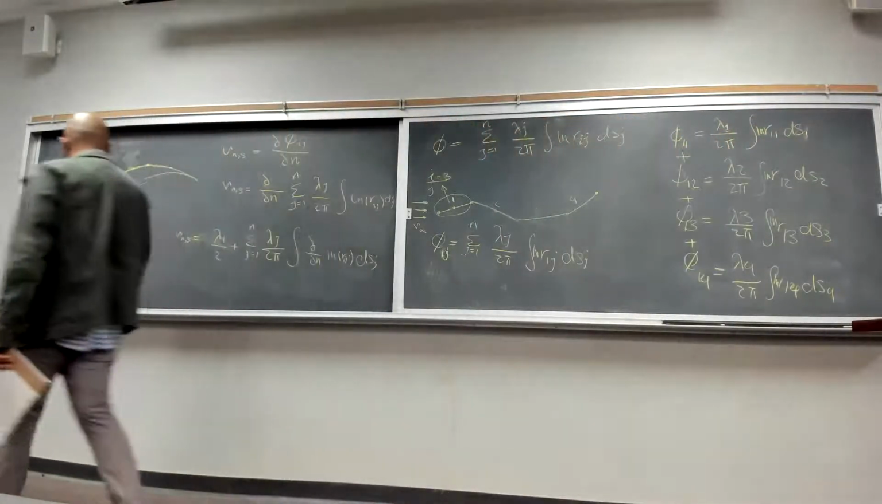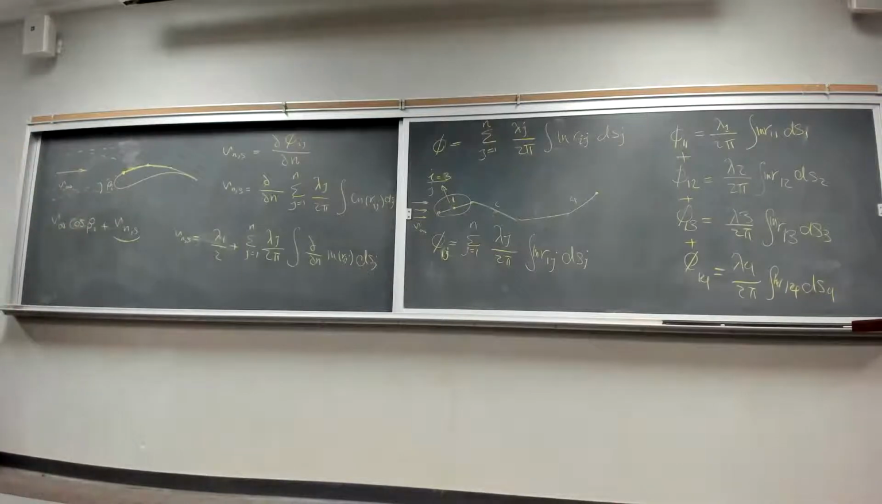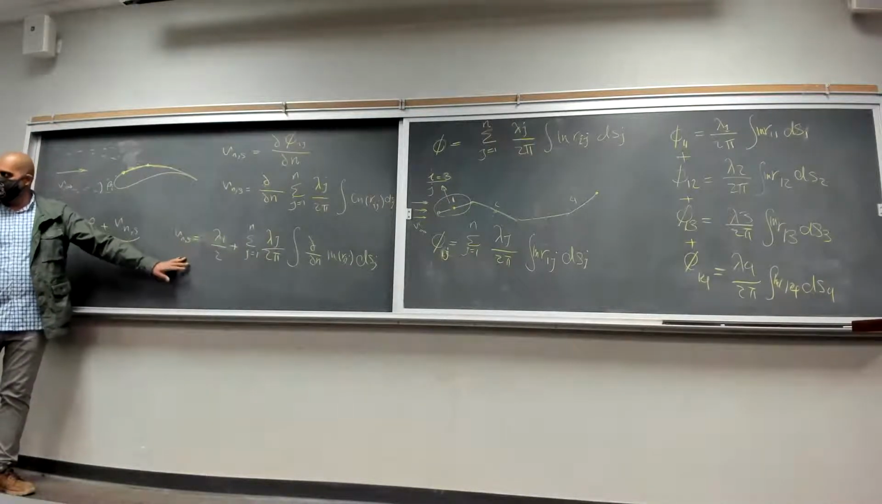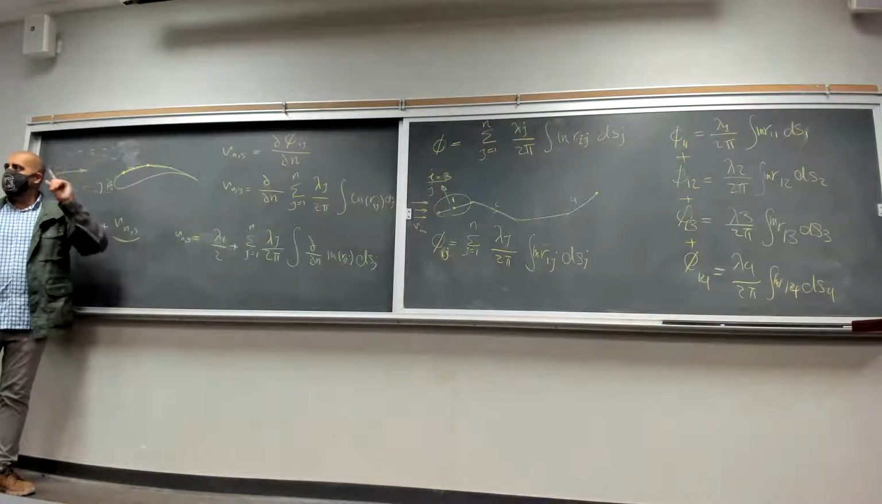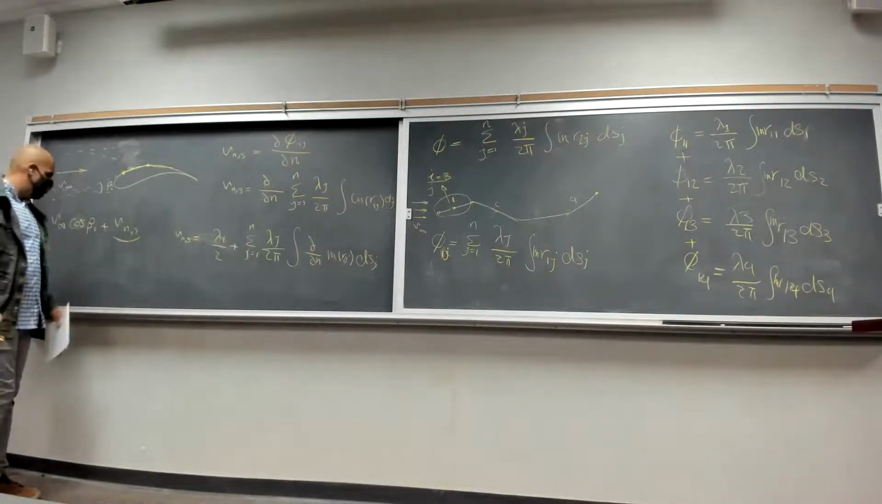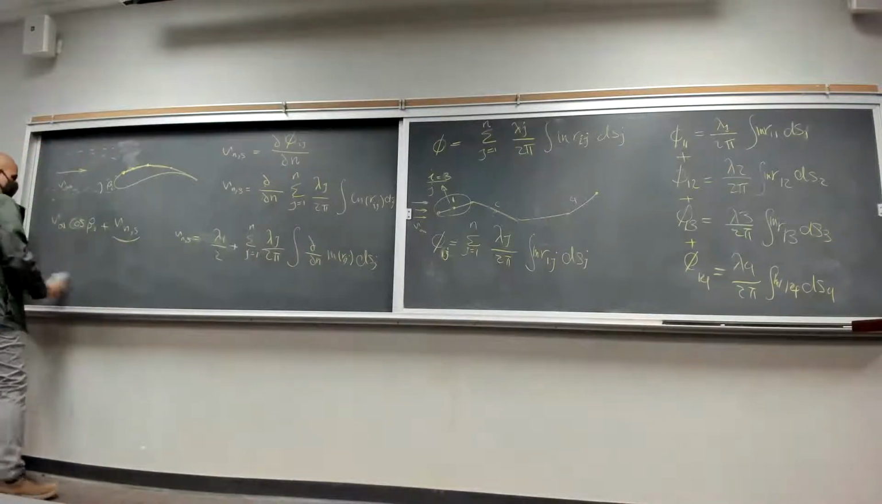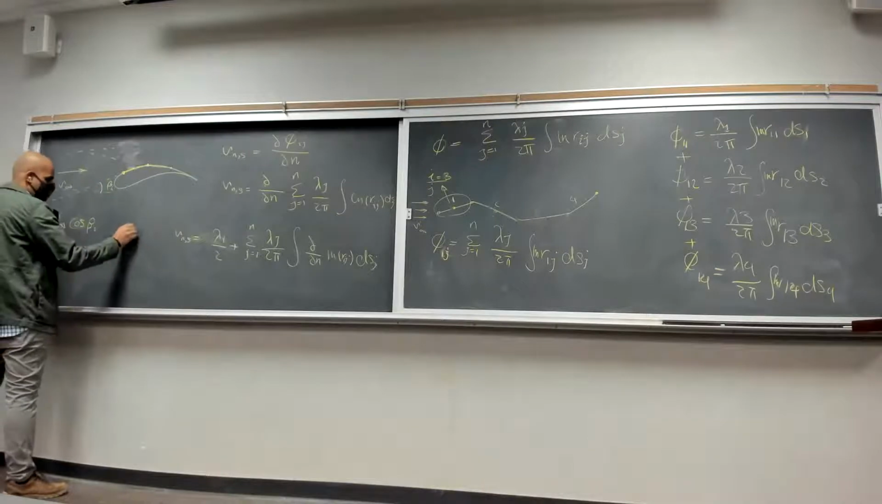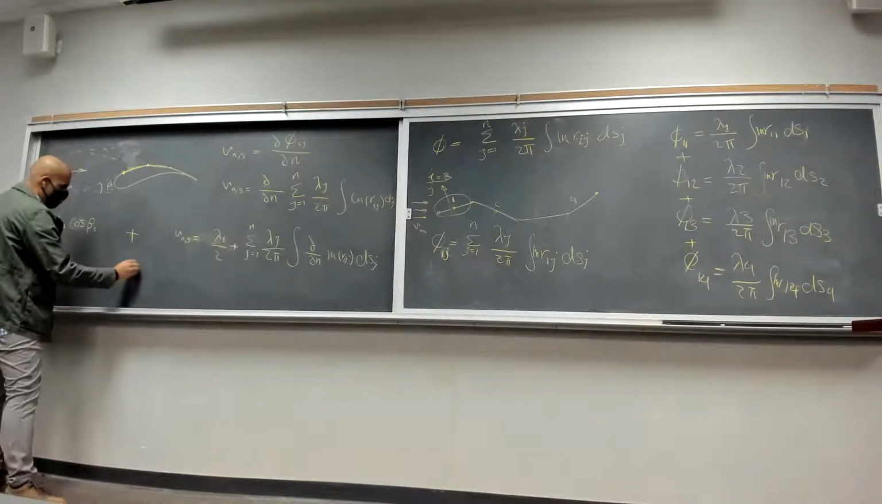Okay, so this is going to be your normal component of velocity induced by the velocity potential on one panel. And then we have the normal component of the free stream velocity. Just add them all up together, and it has to be equal to 0.